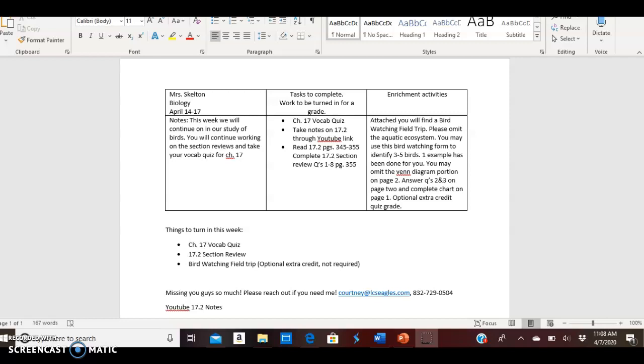I've also attached a fun little bird watching thing for you to do. I know that you are all anxious to get outside, and if you want to earn an extra quiz grade, this would be easy for you to do. You will not be doing the aquatic ecosystem part, just the terrestrial, which means land. And you will identify 3 to 5 birds that's just in around your neighborhood. I've done one example for you to tell you what it looks like, and then you will answer questions 2 and 3 on page 2 and complete the chart on page 1. This is optional extra credit for you, so you do not have to do it, but it could be beneficial for you.